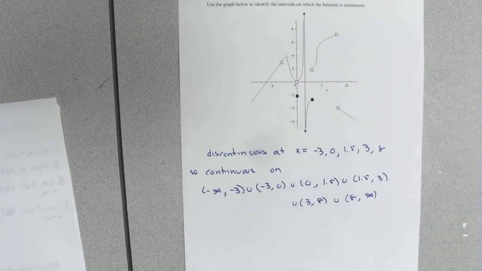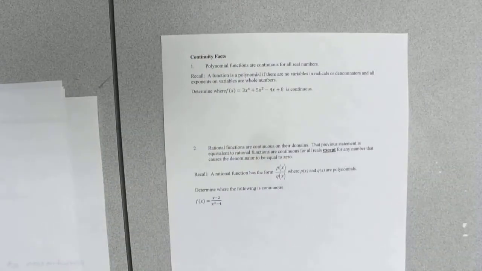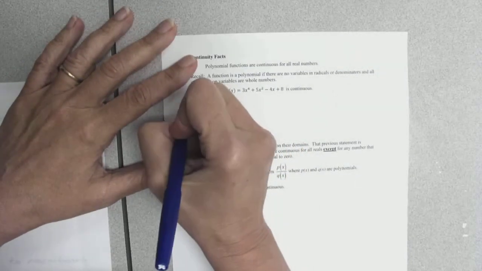Okay, so we've seen graphically what continuity means. Discontinuous at gaps, breaks, and holes. Need some continuity facts now, because we're not always going to have graphs. So first continuity fact, polynomial functions are continuous for all real numbers. Recall, a function is polynomial if there are no variables in radicals and denominators and all exponents on variables are whole numbers. So determine where f of x equals 3x to the fourth plus 5x squared minus 4x plus 8 is continuous. And all we'd expect to see here is this.